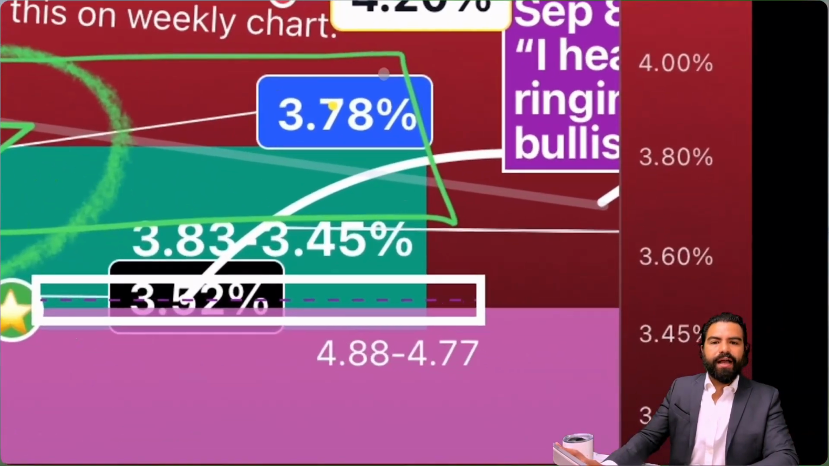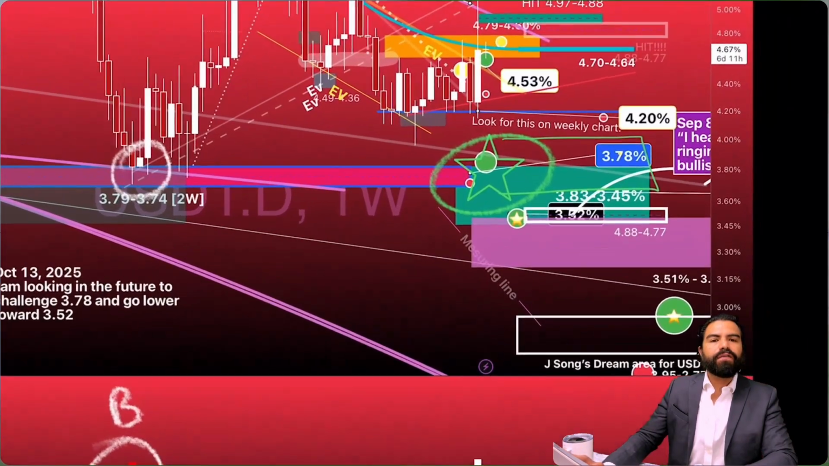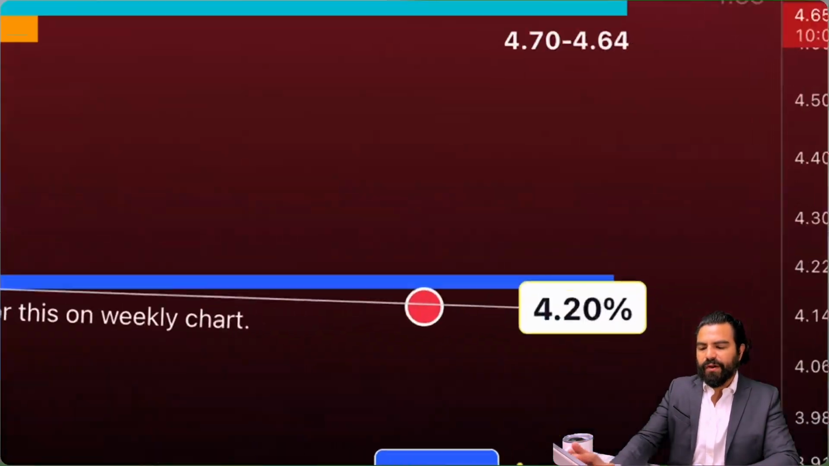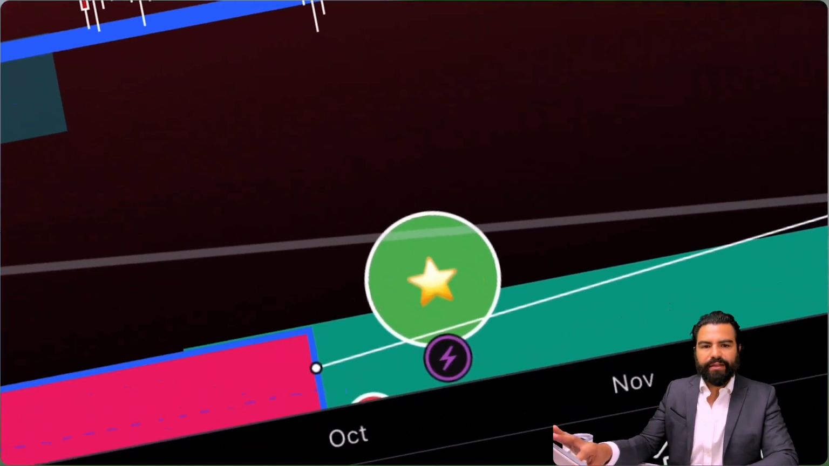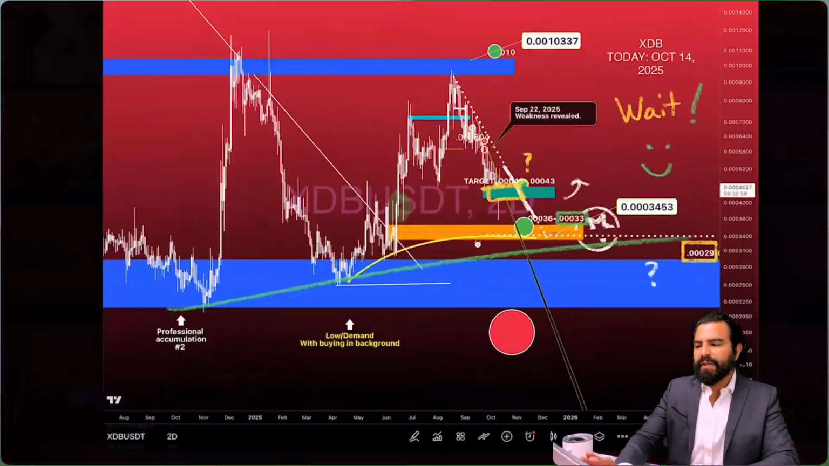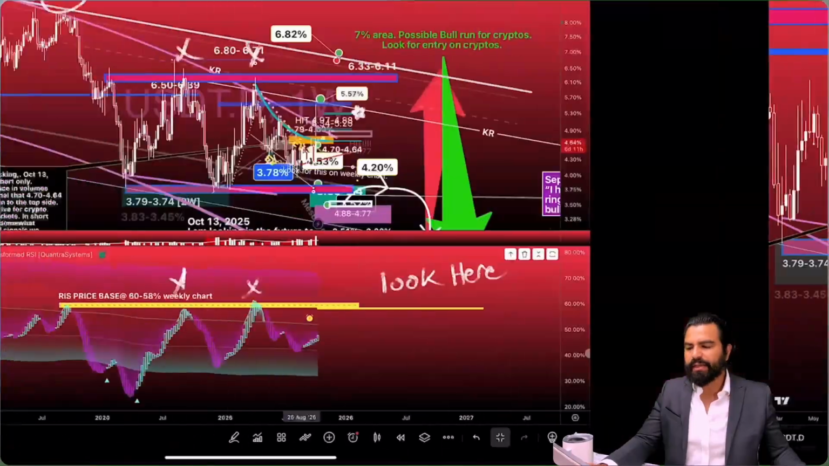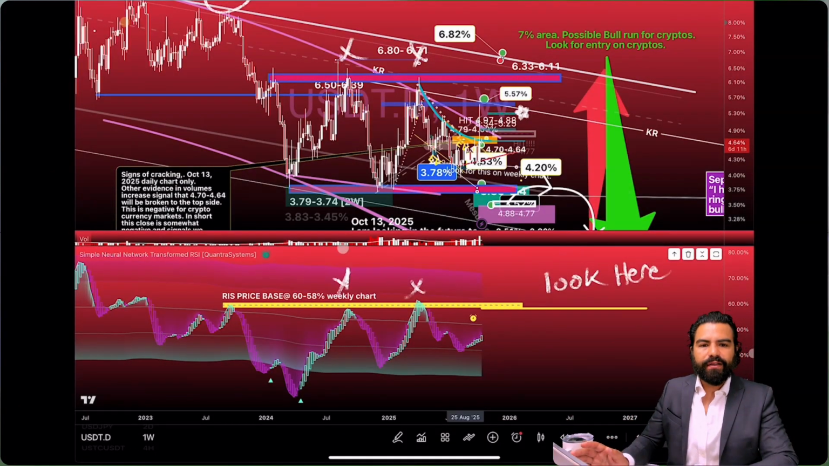Also, you need to know that I'm expecting the 3.52 sometime in the future when all of the upper events are done. I'm not discounting that area for the down here at 3.7 near this star right there. That big star right there is where I believe that prices are going to hit for USDT.D in those days. All right, so now let's go a little bit further, and I will show you a few other things.